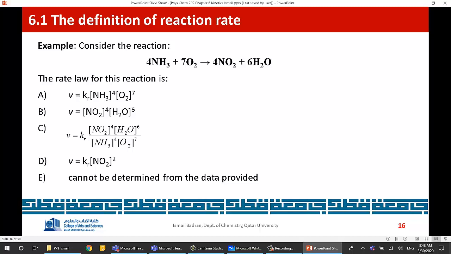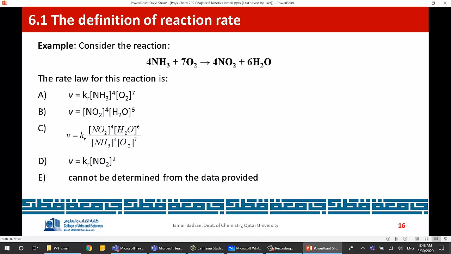The answer is E, because in A, it says V is equal to kR times NH3 to the power 4 times O2 to the power 7. Well, who told you this? Maybe it is, maybe not. Sometimes the rate law agrees with the coefficients, sometimes it doesn't. And there is nothing in the question that tells us this is the correct rate law.